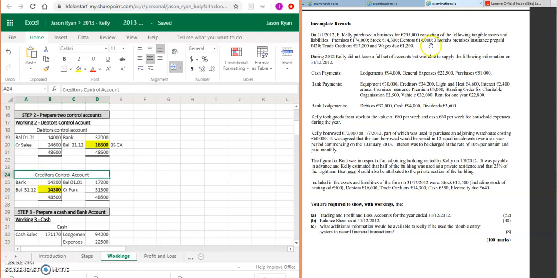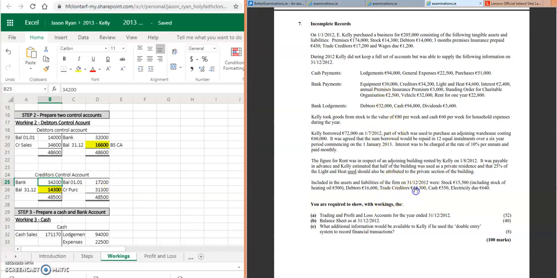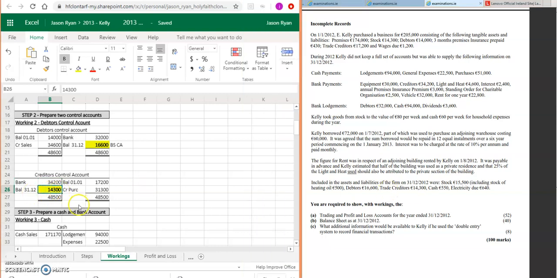Your creditors then, same again. To start, 17,200, it's a liability, so it's on the credit side. Anything during the question, we have creditors 34,200, so that's going to reduce the liability, so it goes on the debit side because we've paid it. So 34,200, and then the end we got 14,300. Remember, that's our balancing figure, so it goes on the debit side, can be brought down to the credit side to start off the next period.